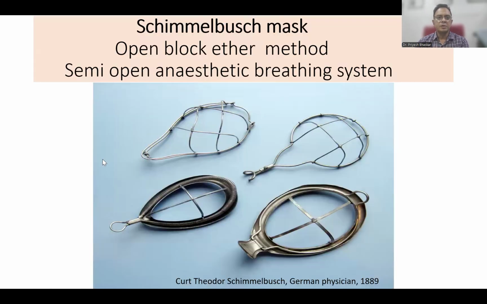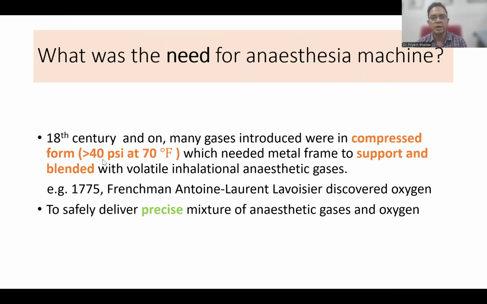Later on, we moved to the Schimmelbusch mask, and till the 1950s, we used this. It was an open drop ether method and a semi-open anesthetic breathing system. But it also had a lot of problems, and we moved further to the anesthesia machine, right? So why was there a need for the anesthesia machine? In the 18th century, a lot of gases were being invented and introduced, in compressed form, and we needed a metal framework to support and blend them with volatile and inhalational anesthetic agents. To safely deliver a precise mixture of anesthetic gases and oxygen, we needed the anesthesia machine.